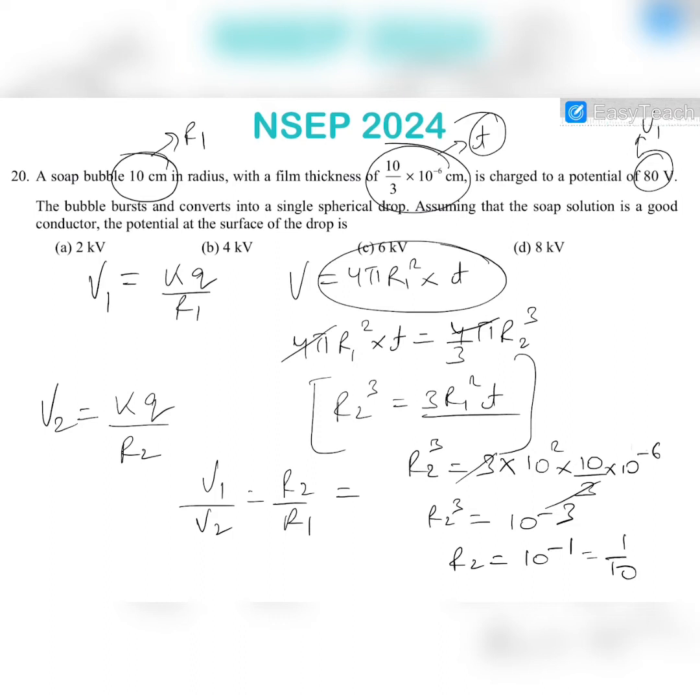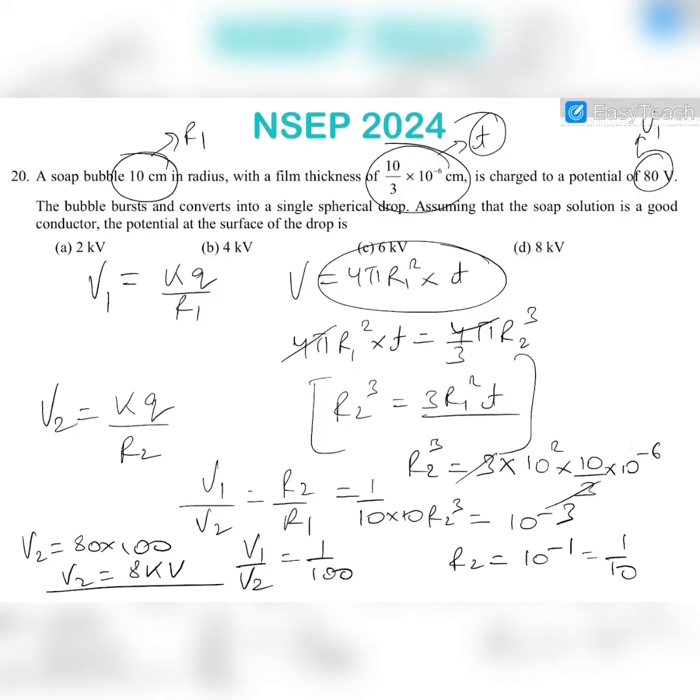Now R2 is 1 by 10 and R1 is obviously 10. So we can say V1 by V2 will be equal to 1 by 100. So V2 will be equal to 80 into 100. So V2 will be equal to 8 kilovolts. So the correct answer is D. Now let us move on to the next question.